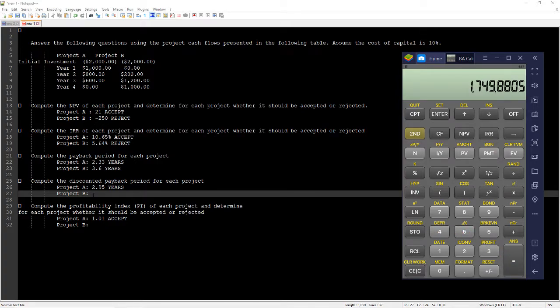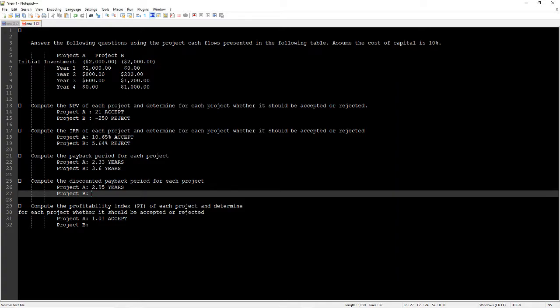So outright, since we don't even recover our initial investment in the lifespan of the project, we can just literally reject this, because we'll never get the money back. So we just outright reject it based on the discounted payback period method.